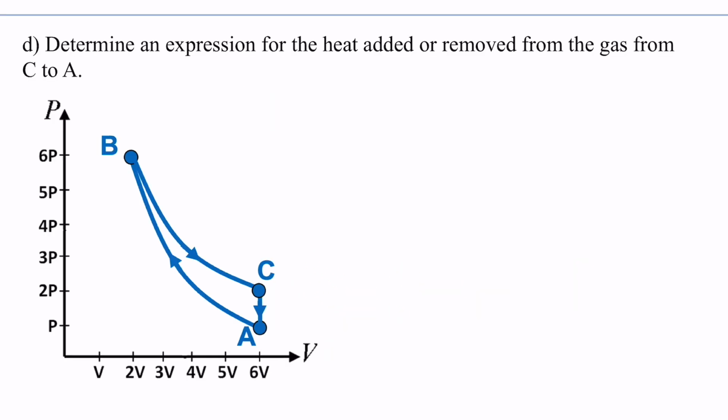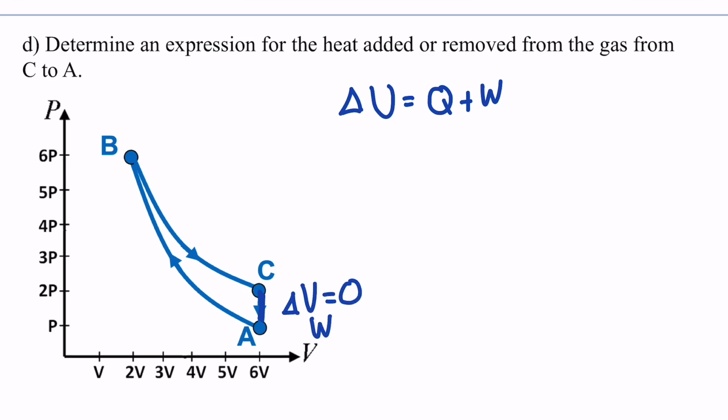Part D asks to determine an expression for the heat added or removed from the gas, and that's going to be an expression in terms of P and V. And this is going from C to A. So going to the first law, delta U equals Q plus W. What makes this part a bit easier is that going from C to A, there's no change in volume, which means there's no work done on or by the gas. So delta U here will be equal to Q.